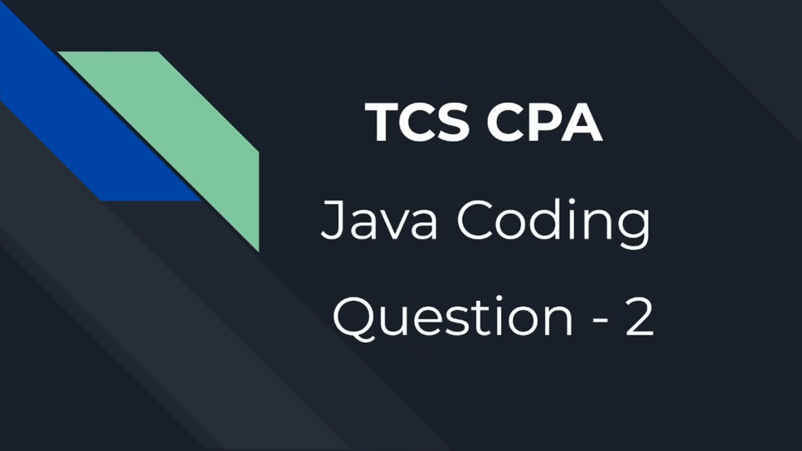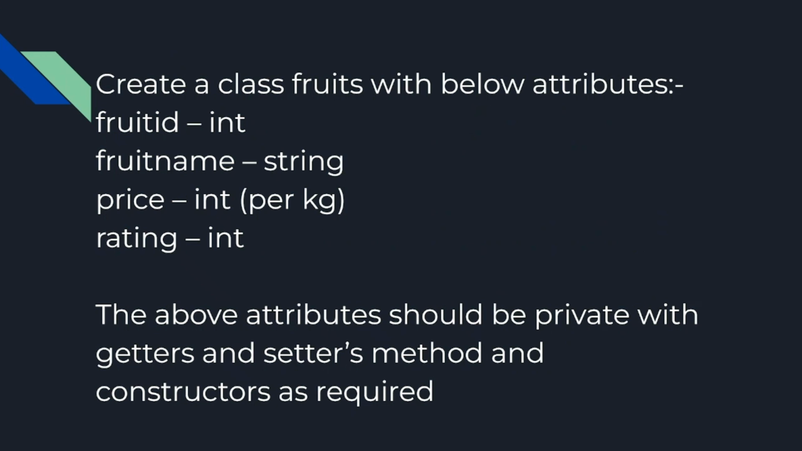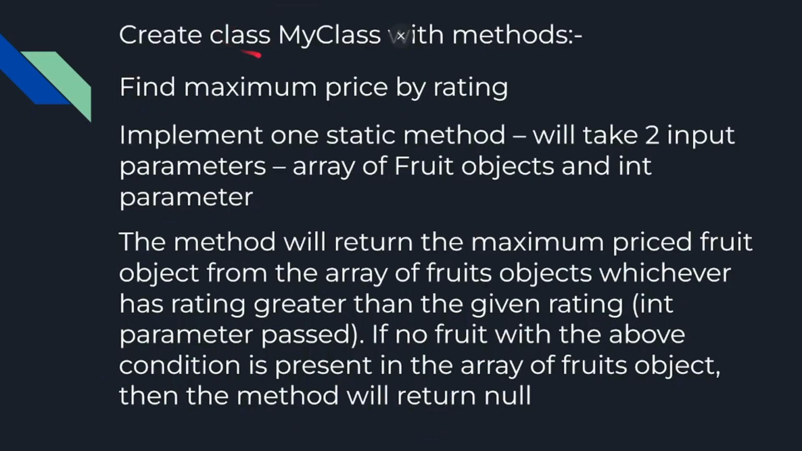In this video, I'm going to solve the Java coding question which was asked by one of my subscribers. Coming to the question, here they have asked us to create a class called Fruits with the following attributes, which are fruit ID, fruit name, price and rating. And these attributes should be private, and we should also create getters and setters and also a constructor for the class.